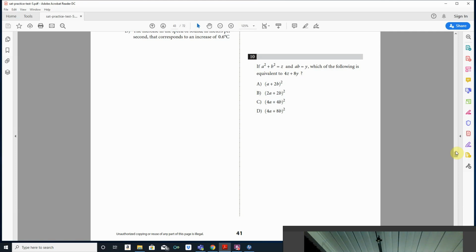All right, 4z plus 8y. Oh, okay. So I see what they're doing here. So it would be 2a plus 2b squared. So the first term would be 4a squared. Second would be 4ab plus 4ab, plus 4b squared. So you end up with 4a squared plus 8ab plus 4b squared. All right, so it is B.